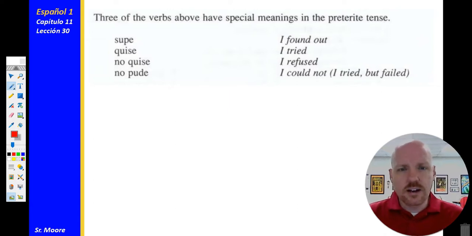No quise estudiar. I refused to study. Mi hermano no quiso preparar la comida. My brother refused to prepare the food. No pude, the negative form of poder in the preterite, means to be unable to do something. I tried it, but I couldn't do it. I tried, but I failed. No pude escribir un libro. I could not write a book. Okay, so those 4 structures here, the meaning changes a little bit in the preterite.